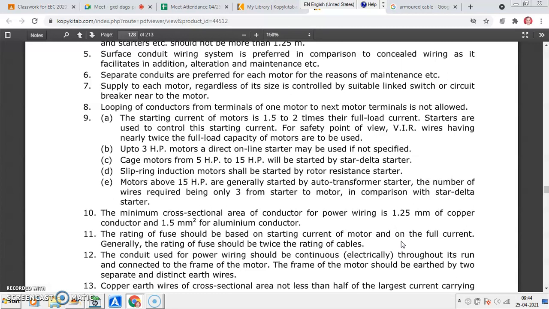So number of wires required for the particular starter to motor: in comparison with star delta, in star delta you are having 6 wires, in DOL you are having 3 wires. So like this. And now we are having some special purpose drives in industries that is not mentioned over here.